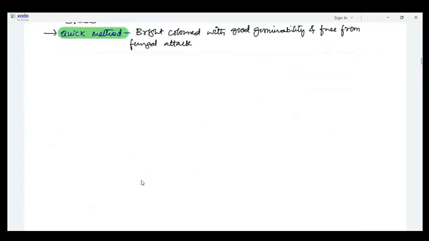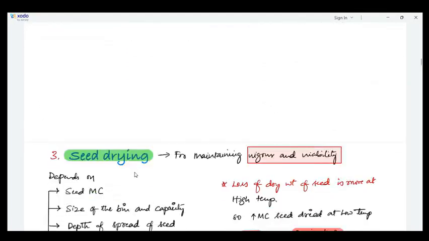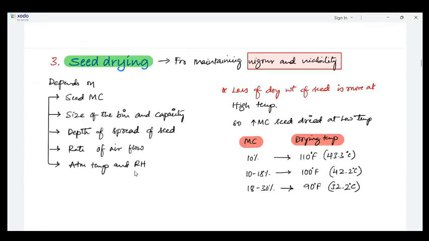Okay, so this was about threshing and extraction. Next, it's about drying. Why do we usually dry the seeds? As I told you, drying is very much necessary to lower the moisture content. Why lower the moisture content? Because it will maintain the vigor and the viability. The seed will be viable for a longer period only if the moisture content is lower. And why lower the moisture content? To avoid the attack of insects, pests, and diseases.